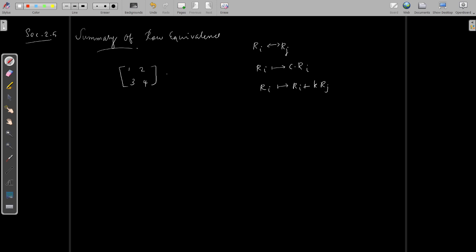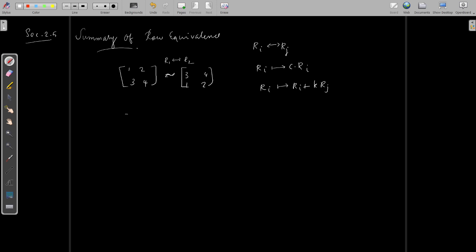So first, if you write this as equivalent, not equal, equivalent to the matrix 3 4 1 2, we can say that this is the equivalent matrix of this. We perform the first row transformation: R1 changes to R2, so R1 and R2 are interchanged. So what is the meaning of this?